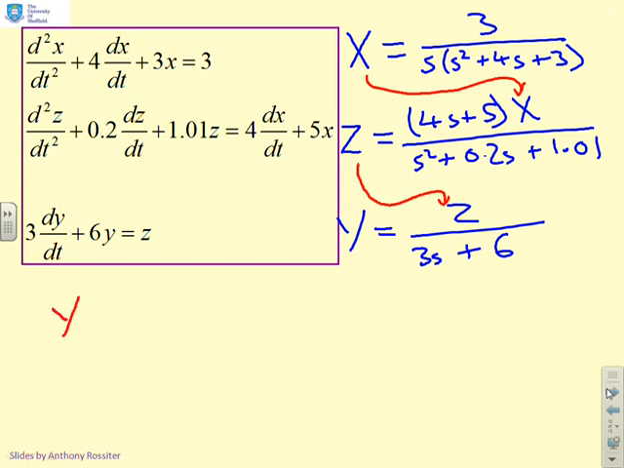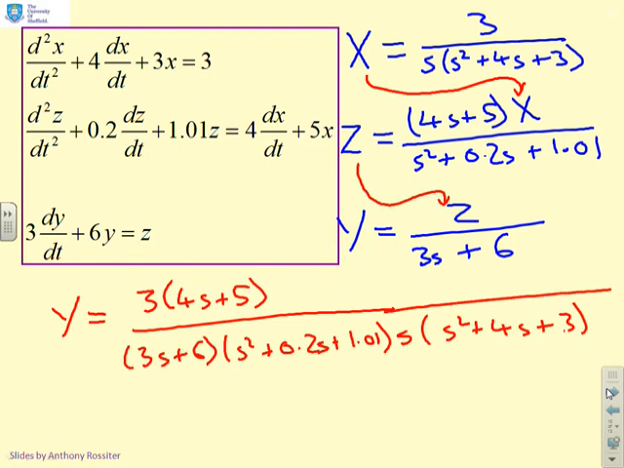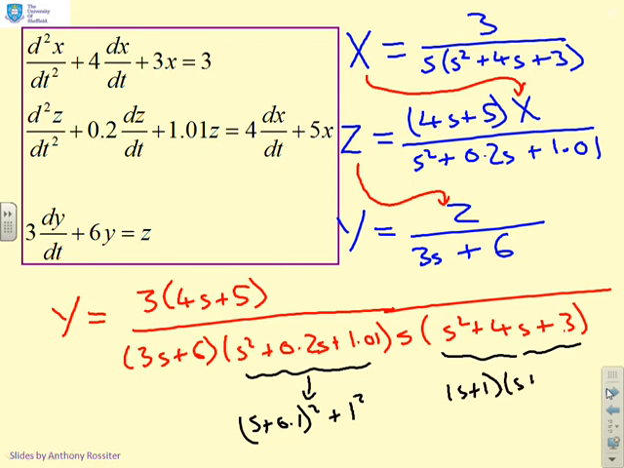So what I'm going to end up with is y equals, and this is going to be quite a long expression, 3 into 4s plus 5 divided by 3s plus 6, s squared plus 0.2s plus 1.01, and then there's an s, and then there's an s squared plus 4s plus 3. Now, you might not be able to see this by inspection, but just a note for you. This quadratic here is going to become s plus 0.1 squared plus 1 squared, so that gives you the exponential times sinusoid type of term. This quadratic here comes as s plus 1, s plus 3.